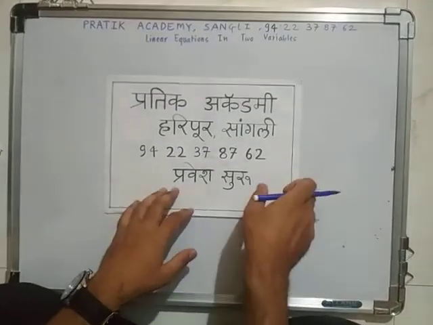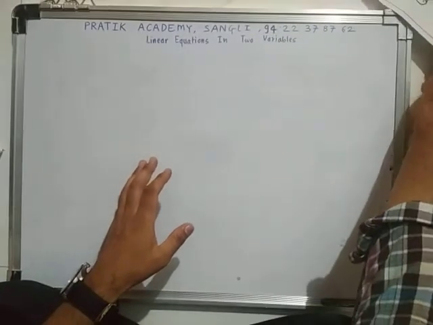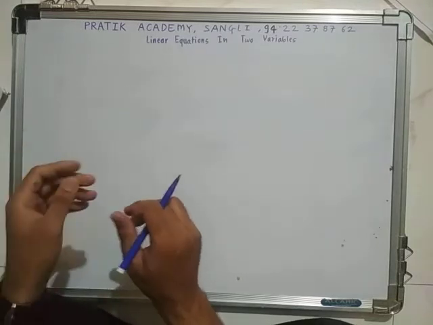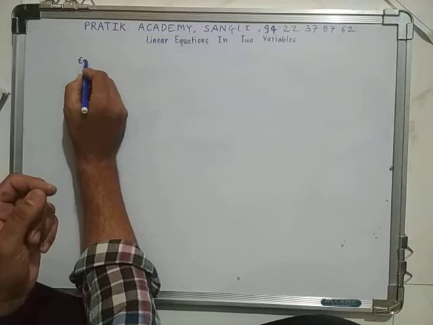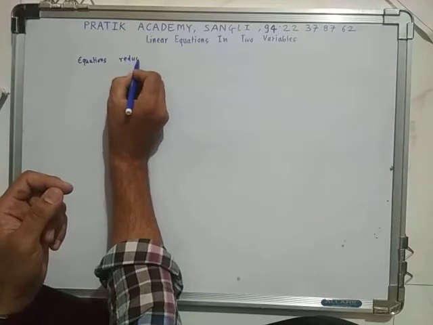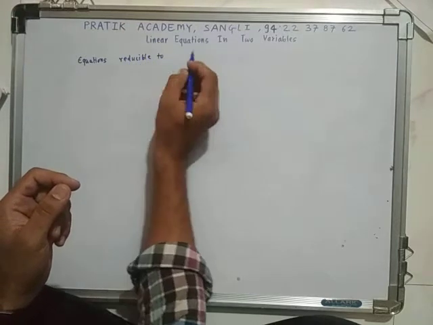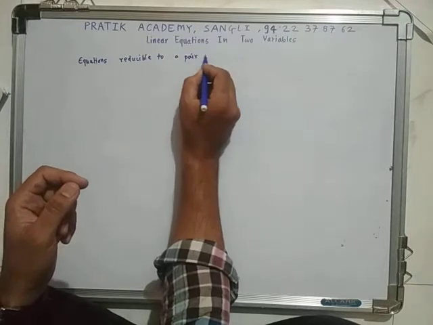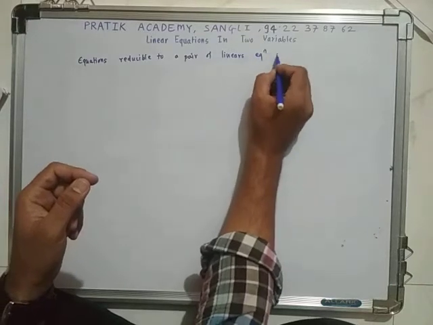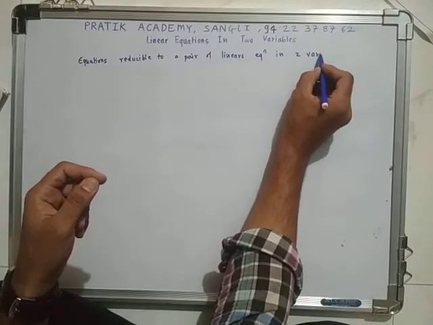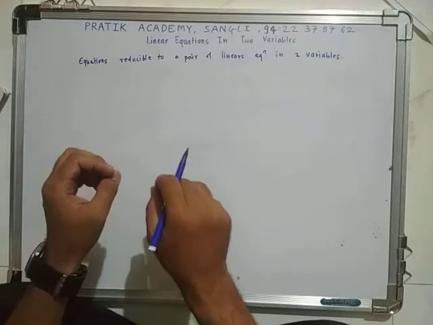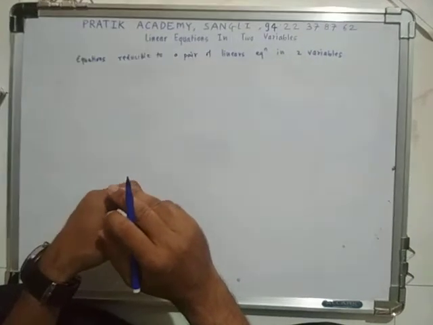In the previous video, we have studied about Cramer's method or determinant method. In this video, we will study our next point, equations reducible to a pair of linear equations in two variables. Or in simple words, equations reducible to linear equations in two variables.